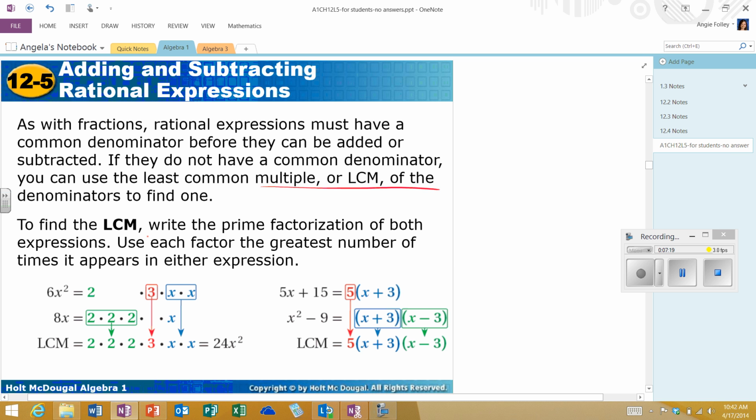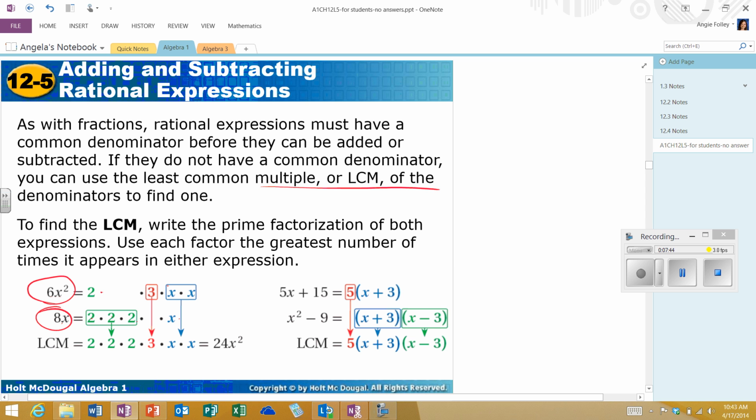So I'm going to show you the long way. If you think you understand it, you can do it the short way, like I'm going to show you in a little bit. Okay, so we need to find the least common multiple. So let's say these were our two denominators. What we would do is list out the prime factorization. So meaning to get 6x squared, I would do 2 times 3 times x times x. And to get 8x, I would do 2 times 2 times 2 times x.